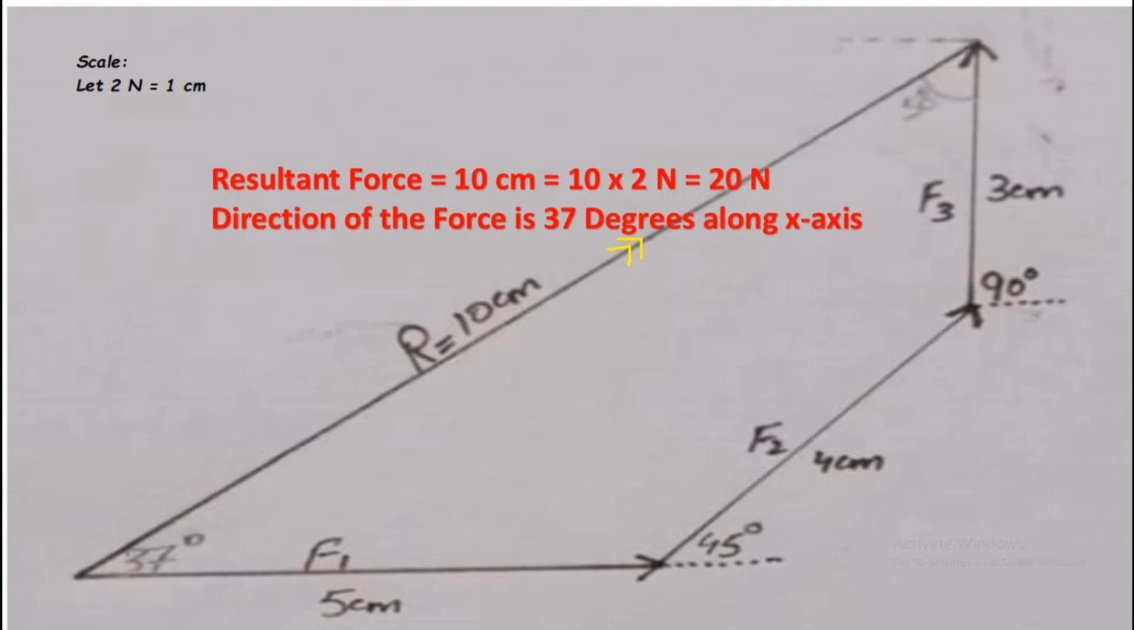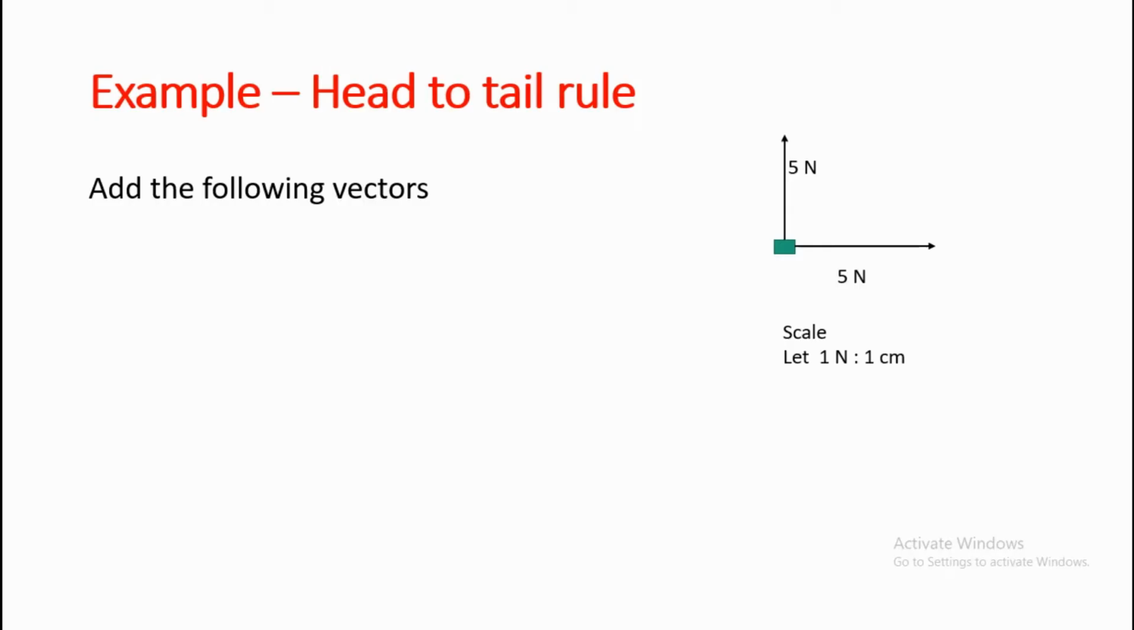Now we consider another example in which there are two forces acting on a body, but both are perpendicular to each other. Both are 5 Newtons. One is along the x-axis, the other is along the y-axis. And let's scale it in a way like 1 Newton is the same as 1 centimeter. Then we draw the first vector, which is 5 centimeter along the x-axis. And now we join the tail of the second vector with the head of the first, and we get another vector. And finally we draw a vector which is joining the tail of the first with the head of the last, and when we measure it, it is 7.1 Newton. So these are the examples which describe how to apply the head-to-tail rule to add vectors. So this is all about the head-to-tail rule.